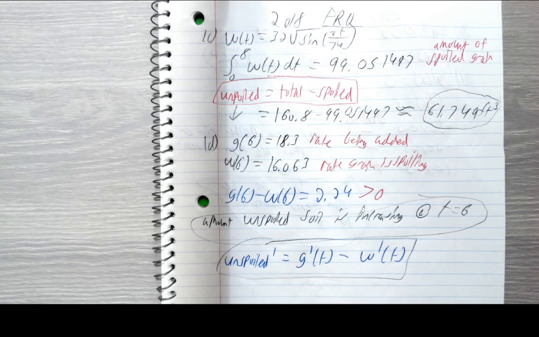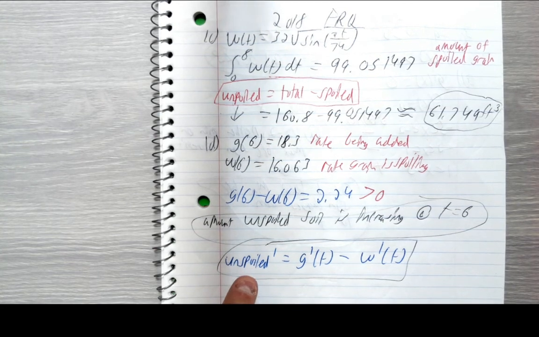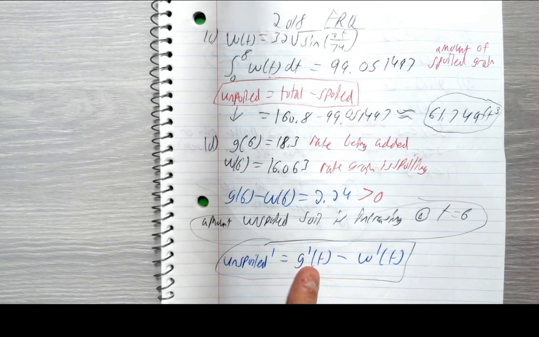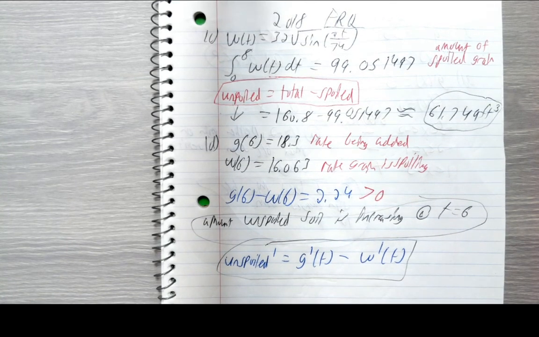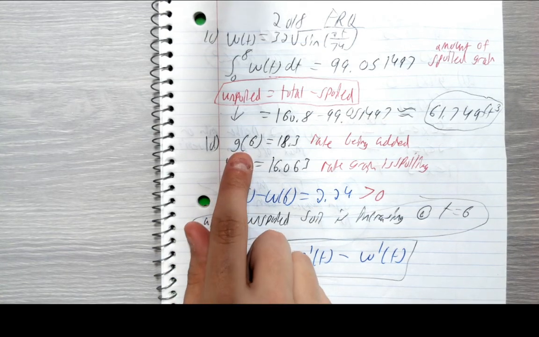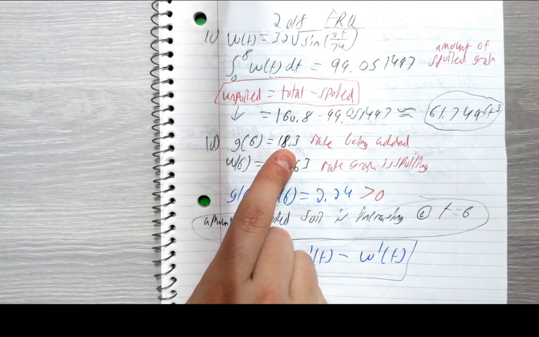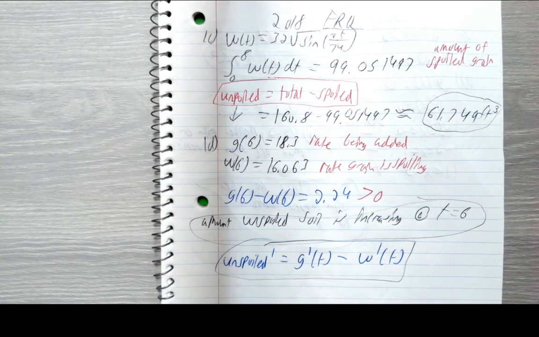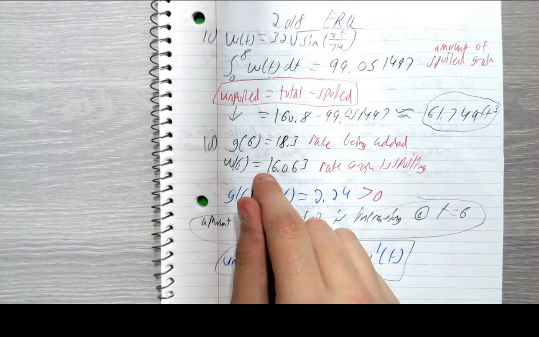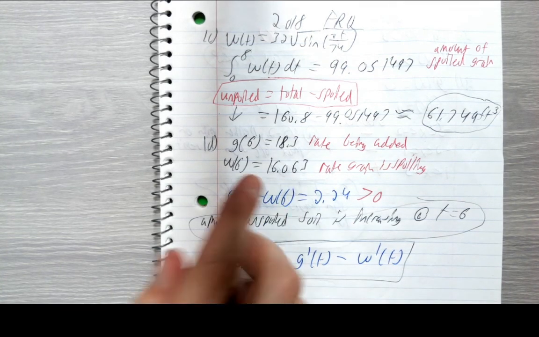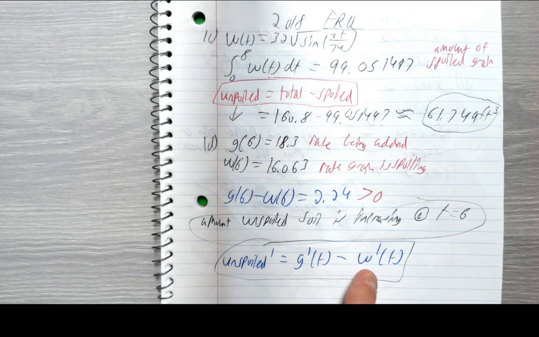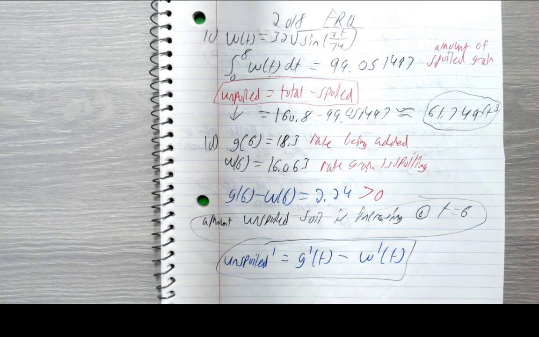So essentially what we need in order to get what we're looking for, whether the unspoiled is positive or negative, is to find what G prime of 6 is and W prime of 6, because the question asks specifically at t equals 6. I found G of 6 by just looking at the table. You get 18.3. I find W of 6 by plugging into my calculator because I have an equation for W, and I get 16.063. Put that into my equation, subtract them, and you get 2.24. 2.24 is greater than 0, which means that the amount of unspoiled grain is increasing.